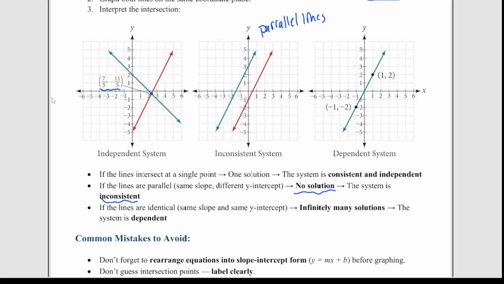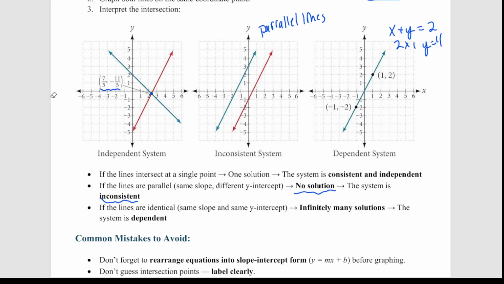A dependent system is going to happen when in some way I give you the same equation twice. So if I gave you x plus y is 2 and 2x plus 2y is 4. All I did was multiply each of those variables and constants by 2, and this is literally the exact same equation. If I were to solve for y in both of these instances, it would work out to the exact same equation.